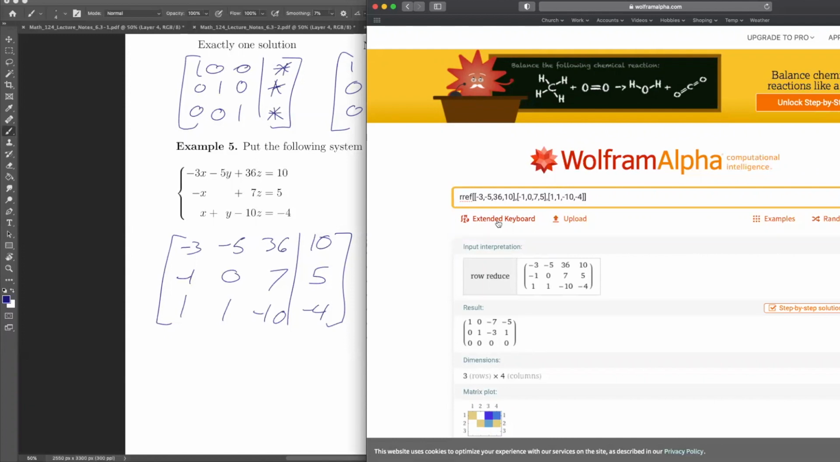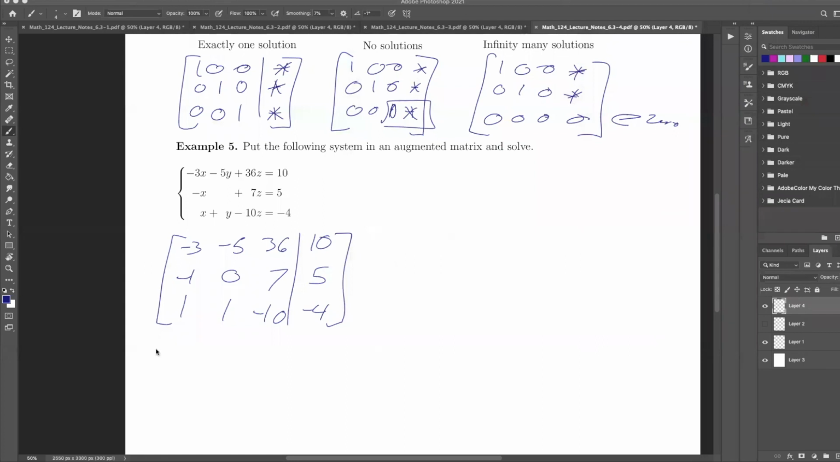So here we get this. If we put it in, we're going to get this answer. I'm just going to write this down. We could do this by hand, and that's fine, but I also want to say RREF. So through RREF, we get the following: 1, 0, minus 7, minus 5, 0, 1, minus 3, 1, 0, 0, 0, 0. If you did this by hand, it only takes about 4 steps to get to this point.